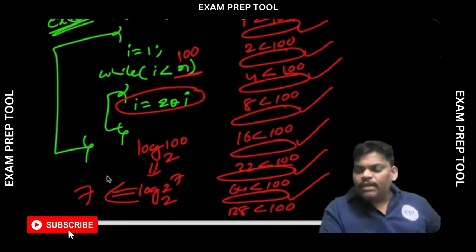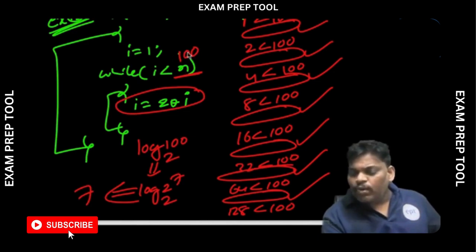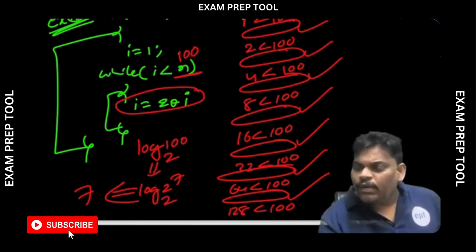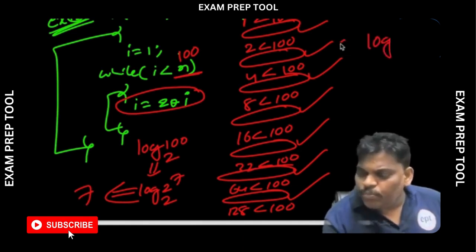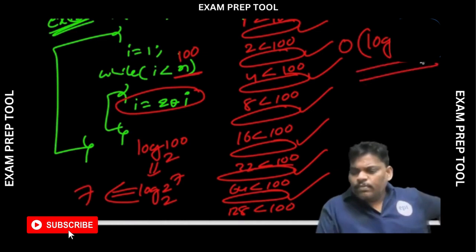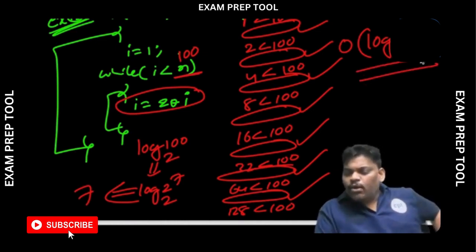This loop runs 7 times for n value 100. For n value 200 it is log 200 base 2. For n value n, the answer is log n base 2. This loop is going on log n times, the answer is log n base 2.